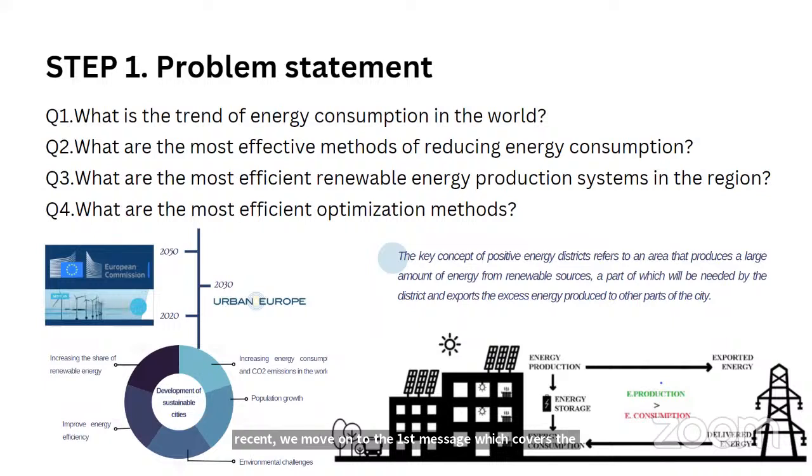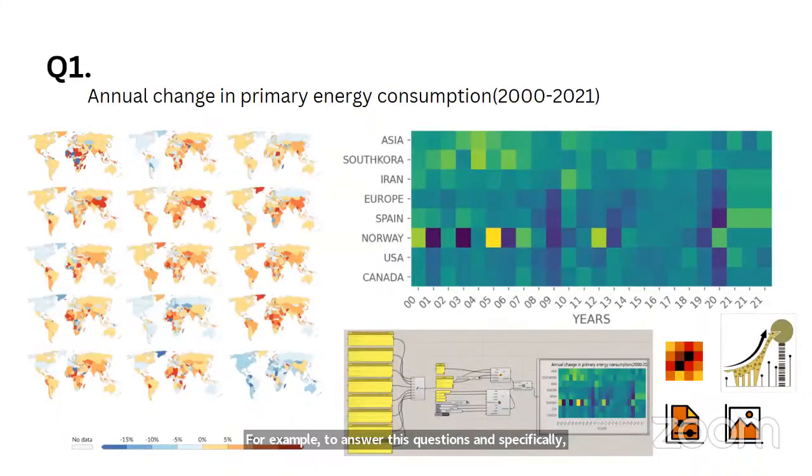Four main questions were posed in this research. The first one was, what is the trend of energy consumption? Or what are the most effective methods of reducing energy consumption? And what are the most efficient renewable energy production systems for the district we have? And what are the most efficient optimization methods? For example, to answer these questions, and specifically the first question, comparing the available data can be challenging.